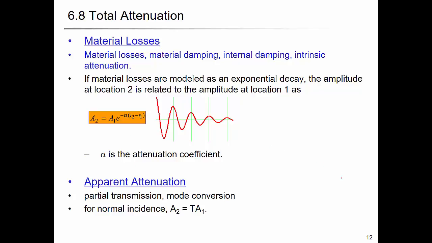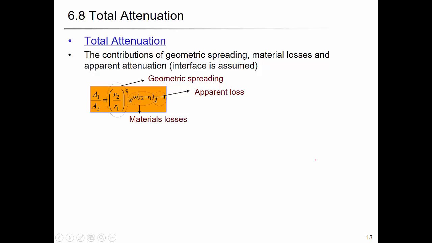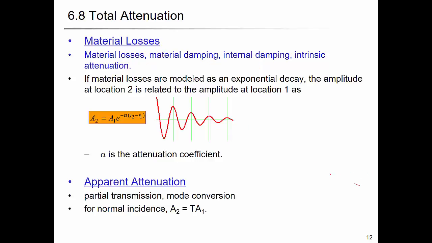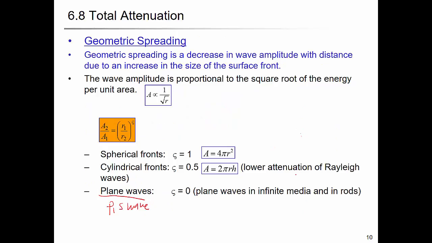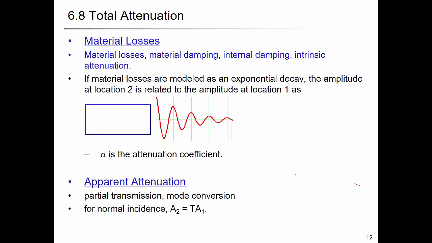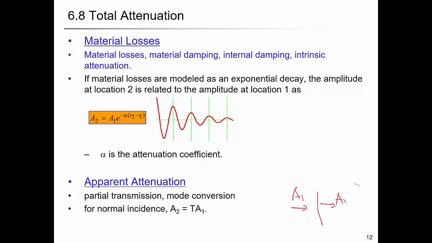So when you have a wave coming in, we have wave 2. This is the transmission coefficient T times A1, and you have a reflected wave, AR, R times A1. This is medium 1 and medium 2.